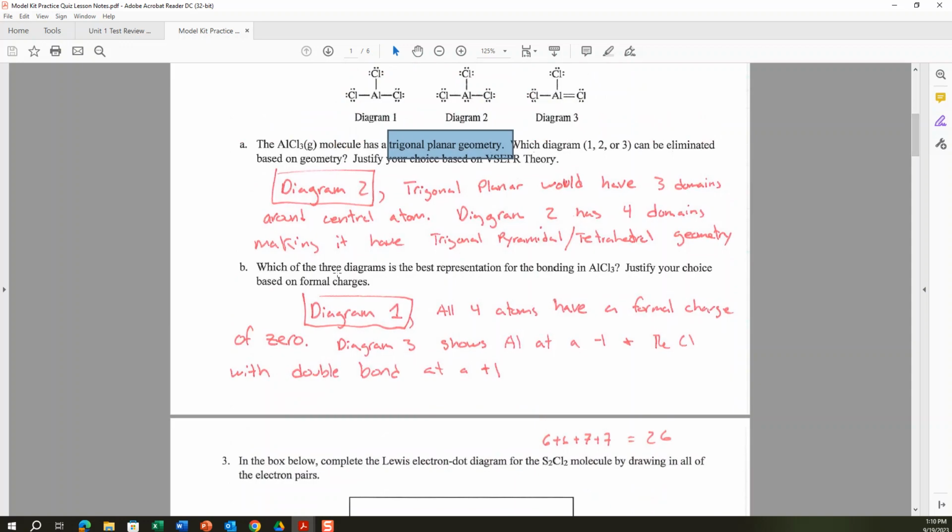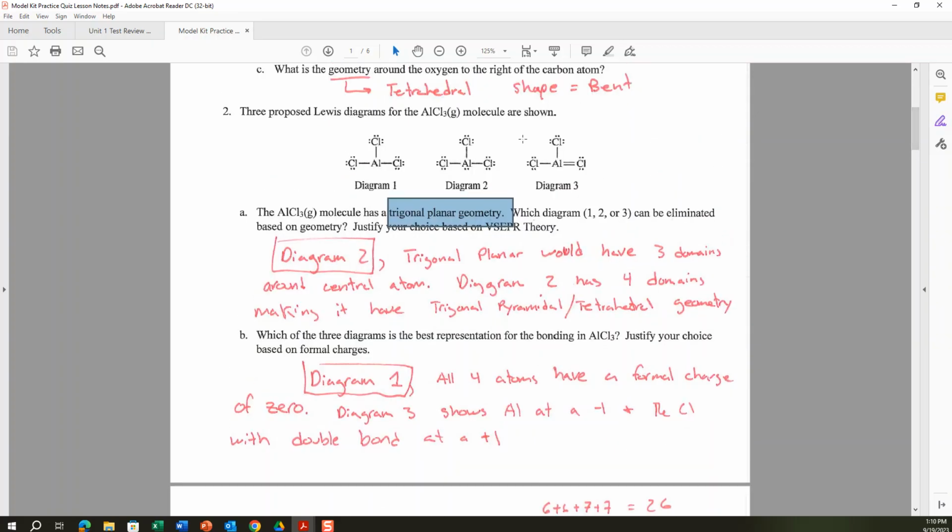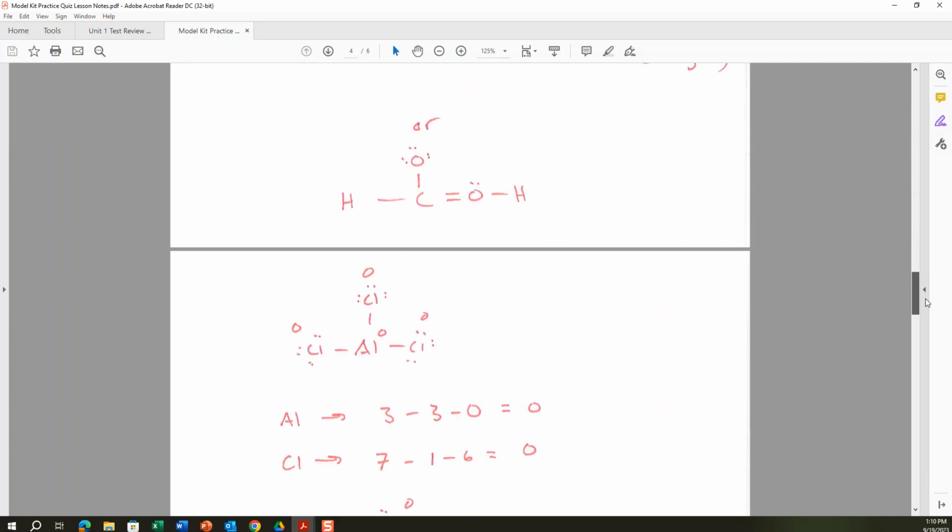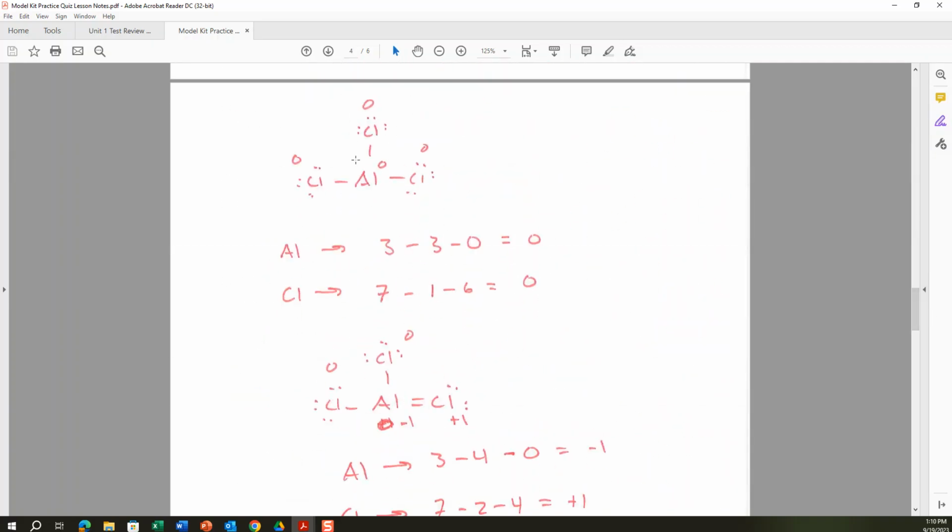And then it says, which of the three diagrams is the best representation for the bonding of AlCl3, aluminum trichloride? Justify your choice using formal charge. So based on this one versus that one, diagram 1 has the better formal charge. If you, let's see, I think I did it in my notes here. Yeah, so in diagram 1, all the formal charges end up being 0.